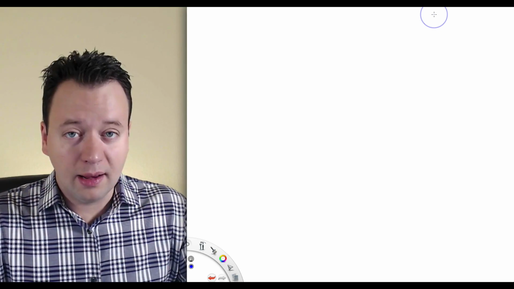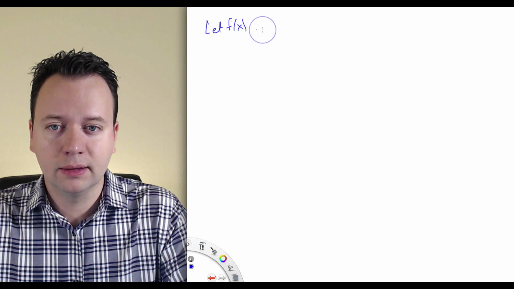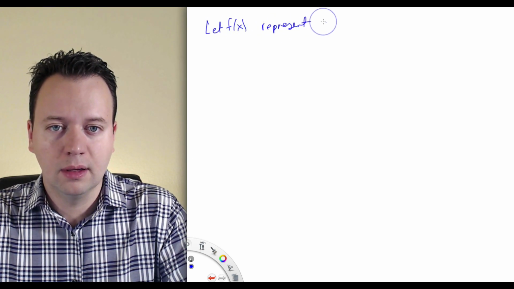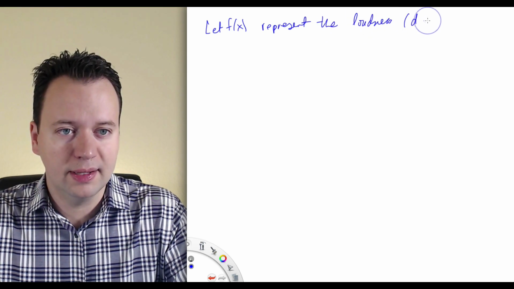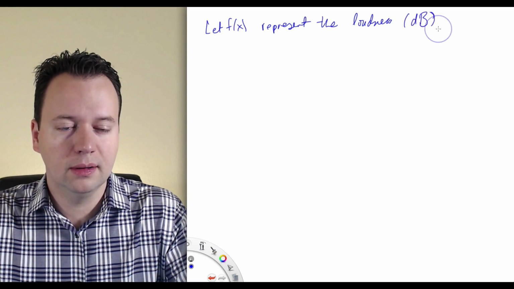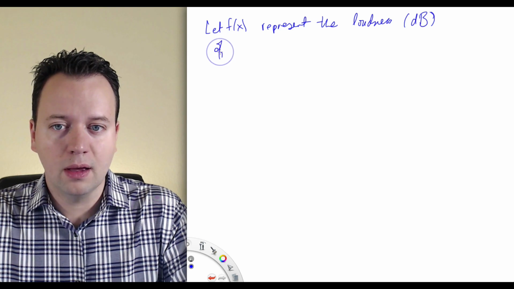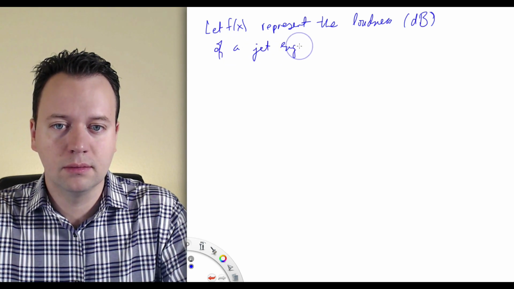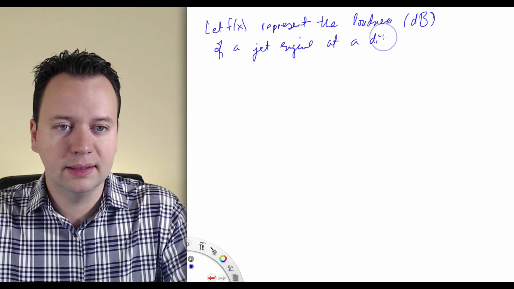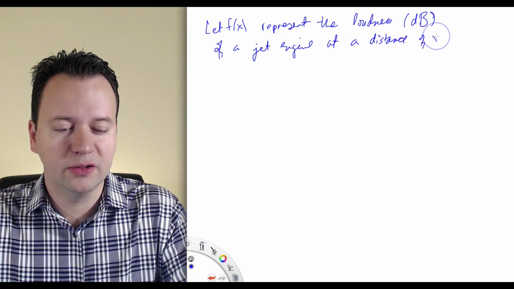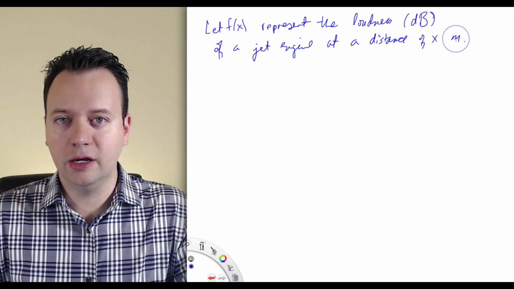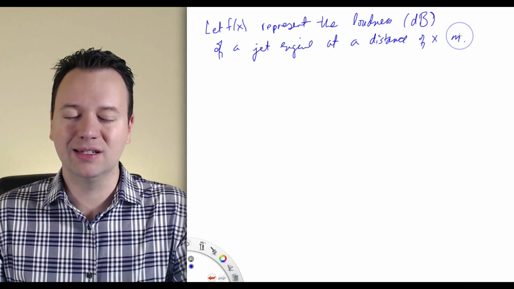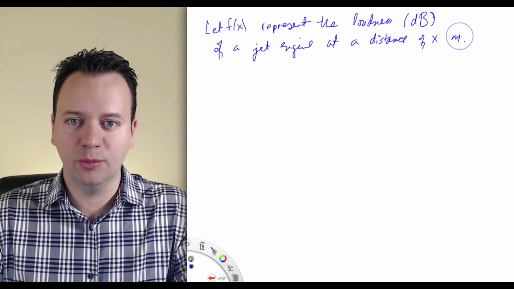So next we'll be looking at a practical example where we have a function. Let f of x represent the loudness, measured in decibels. The symbol for decibel is dB, of a jet engine at a distance of x meters away. So if you're x meters away from the engine, f of x will tell you how loud the engine would be at that distance.